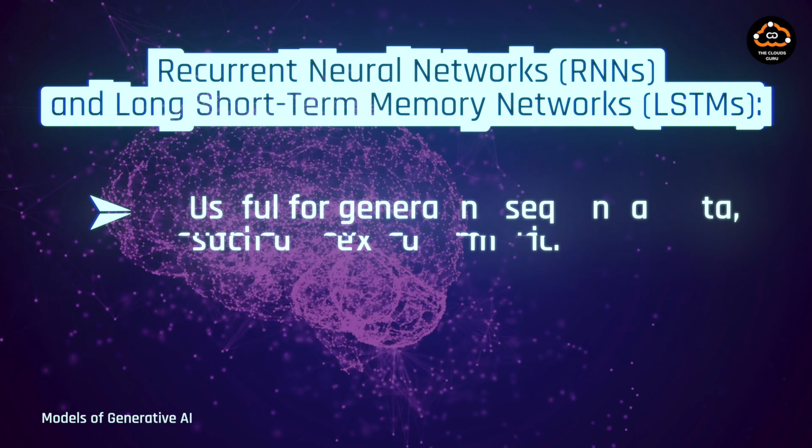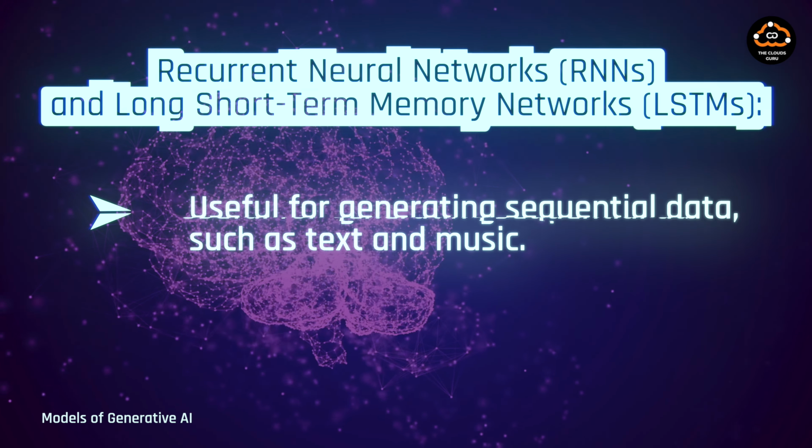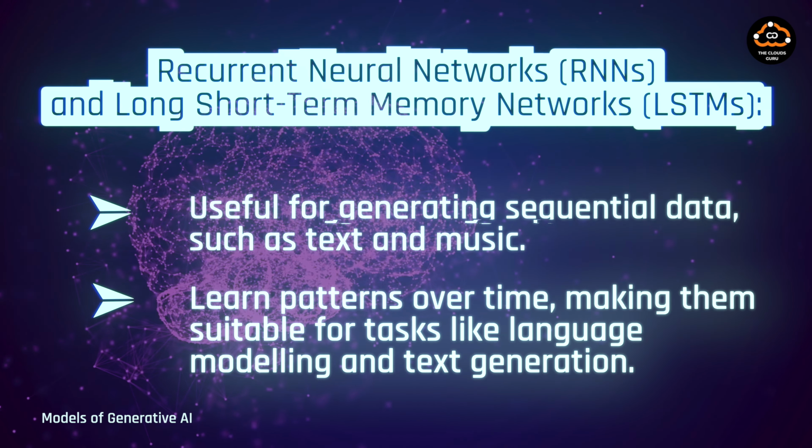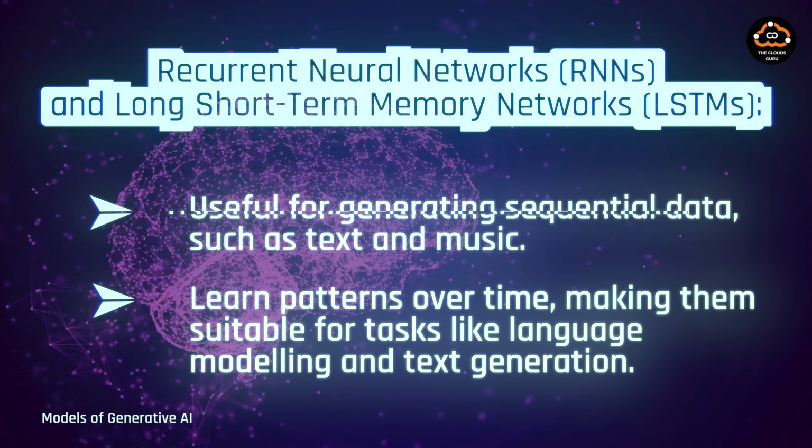Recurrent neural networks and long short-term memory networks. These models are particularly useful for generating sequential data, such as text and music. They can learn patterns over time, making them suitable for tasks like language modeling and text generation.